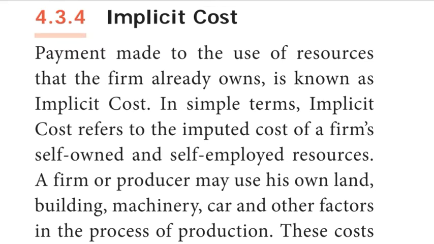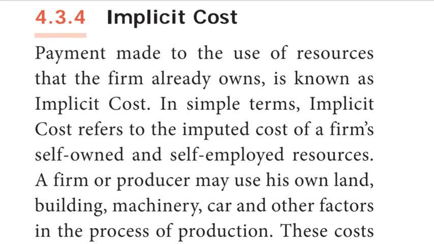The money rewards for the own services of the entrepreneur and the factors owned by himself and employed in production are known as implicit cost or imputed cost. The normal returns on money capital invested by the entrepreneur, the wages or salaries for his own services, and rent of the land and buildings belonging to him and used in production constitute implicit cost. In other words, payment made for the use of resources that the firm already owns is known as implicit cost.